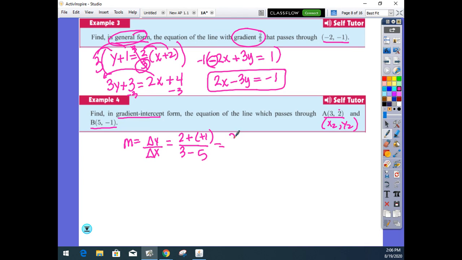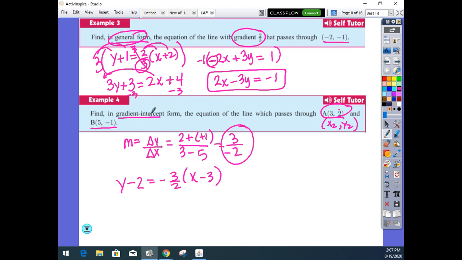2 minus -1 is 3. 3 minus 5 is -2. Watch your negatives. Your negatives will be the one thing that can get you every time. All right, so you have to have a slope in order to do anything. That's what we just found. Now, I'm just going to choose point A for my point slope form. So y minus my y value equals my slope. And I'm just going to move the negative from the 2 up to be out in front here. -3/2 times x minus 3.